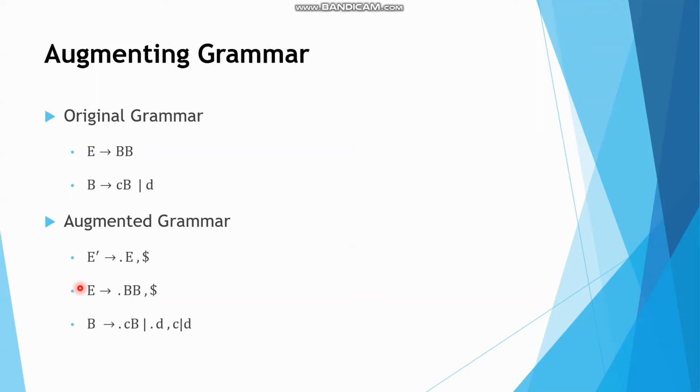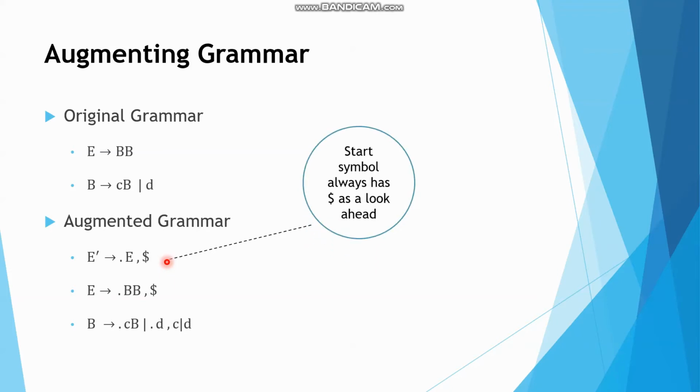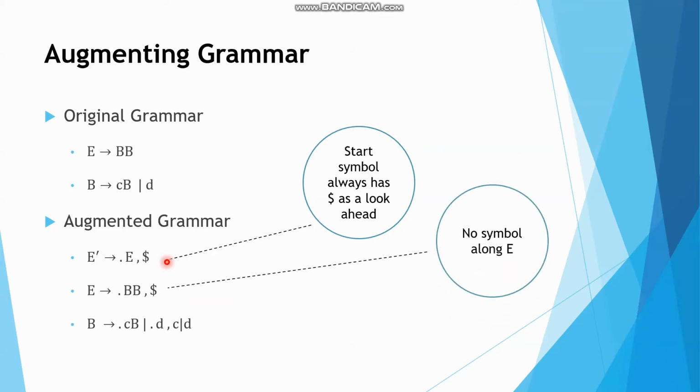Now if you take a look at the augmented grammar, you will understand that the first symbol always has a dollar as a look ahead. In the second production, we placed dollar as a look ahead because the E in the first production is not followed by any non-terminal. Because there is no non-terminal after the E symbol, we had to place the dollar sign as a look ahead in the second production.